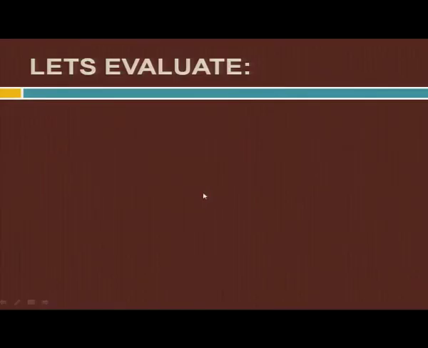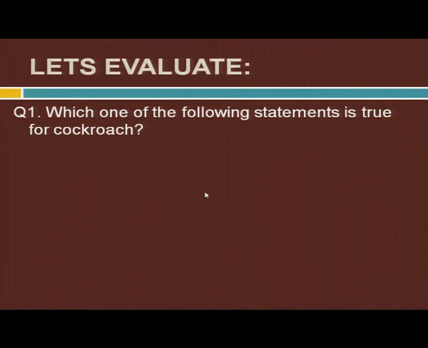Now, it is time to evaluate. Since this topic is in your syllabus, and among all the animals which are mentioned in the book, this one specifically is in the syllabus. That means it is a part of your exams as well as competitive exams. So, let us try to answer some of the questions which have come in various competitive exams.